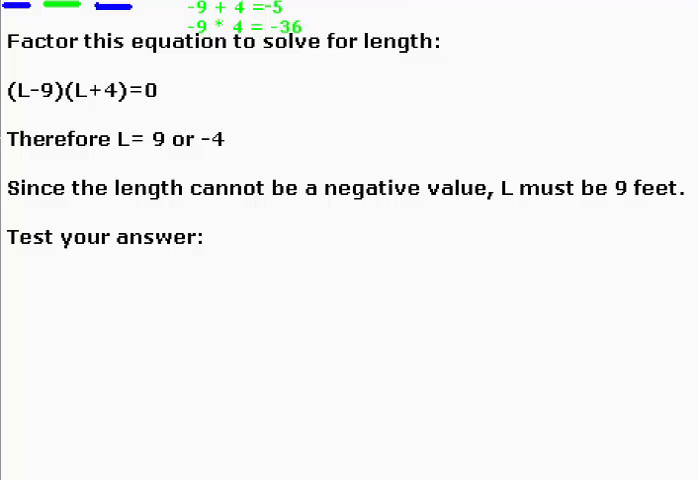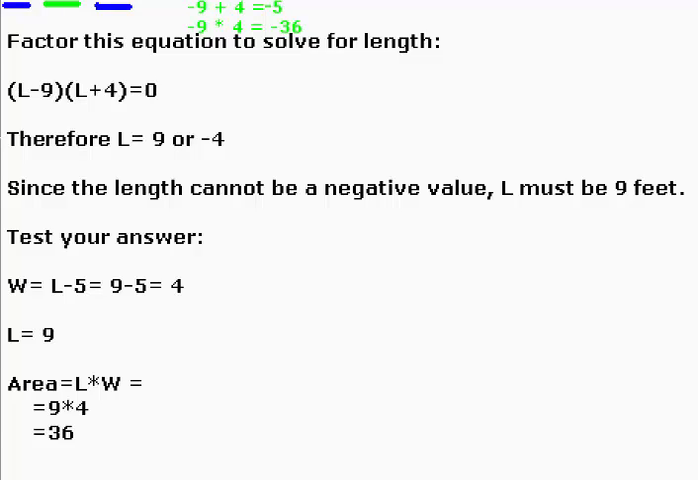Again, during an exam, you should always test your answer to make sure that your results satisfy your original condition. In our case, we said that the width is equal to the length minus 5, which equals 4, and given that our length is equal to 9, our area, which we defined as length times width earlier, equals the product of 9 times 4, which equals 36.